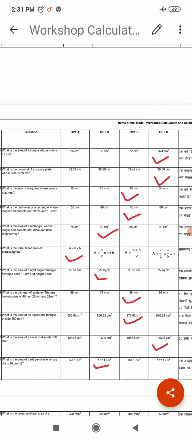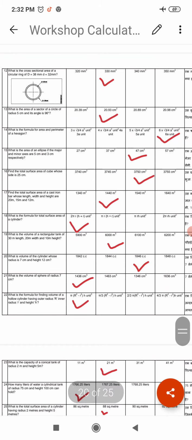What is the perimeter of a scalene triangle having sides of 40 mm, 20 mm, 28 mm? It's 88 mm. Next, what is the area of an equilateral triangle of side 450 mm? It's 876.82 cm square. What is the area of a circle of diameter 50 centimeter? Its answer is 1962.5 cm square. Next, what is the area of a semicircle whose diameter is 20 centimeter? Its answer is 157.1 cm square.